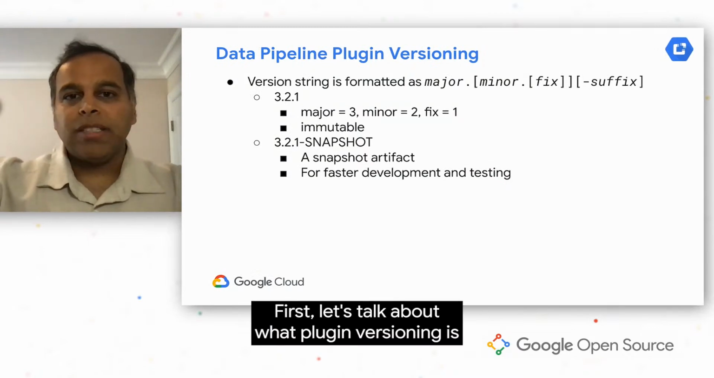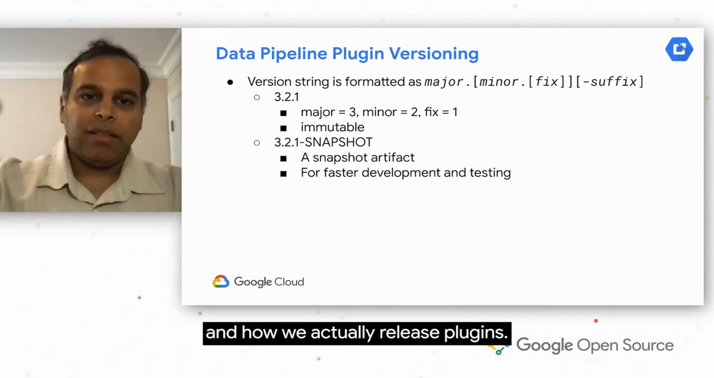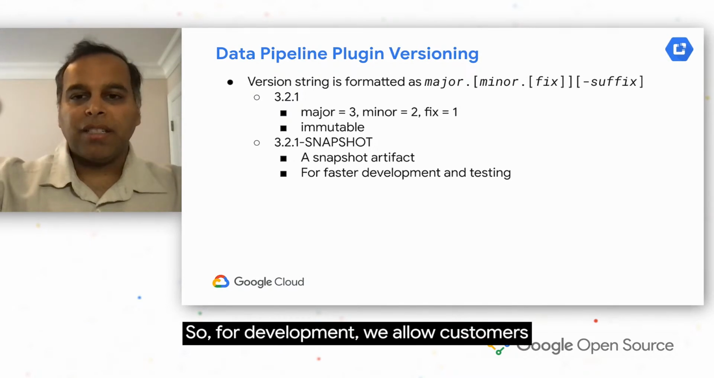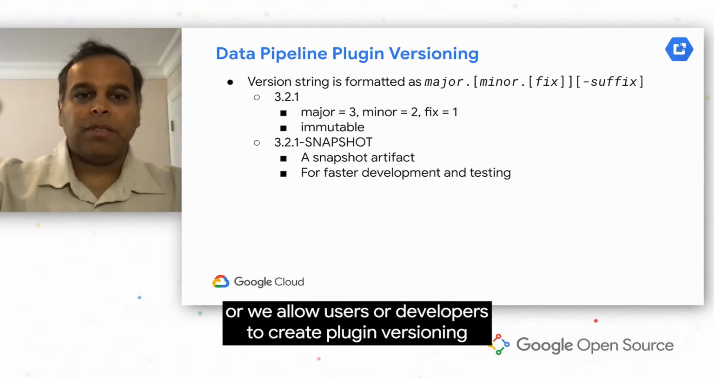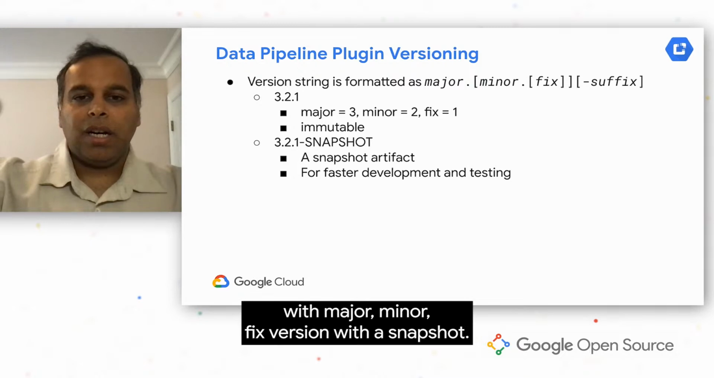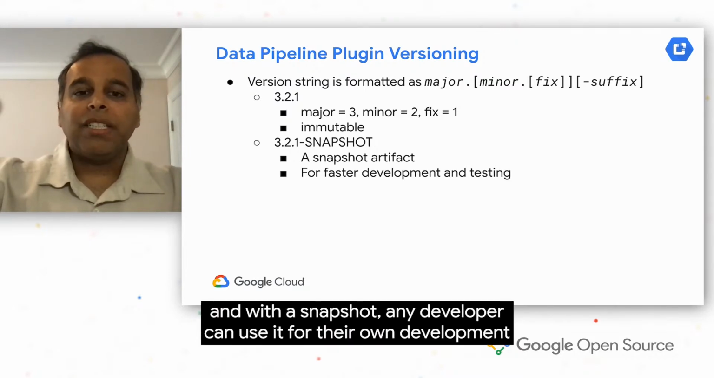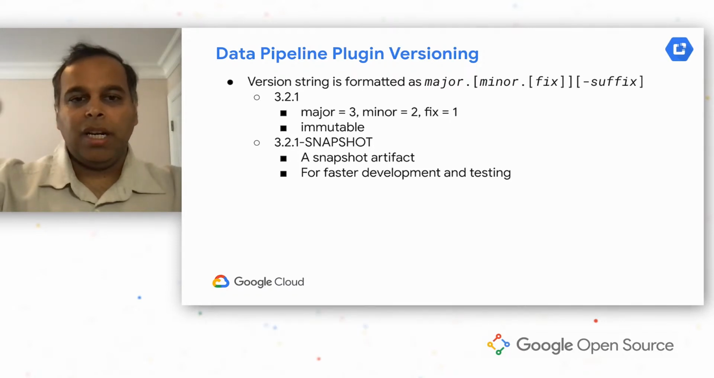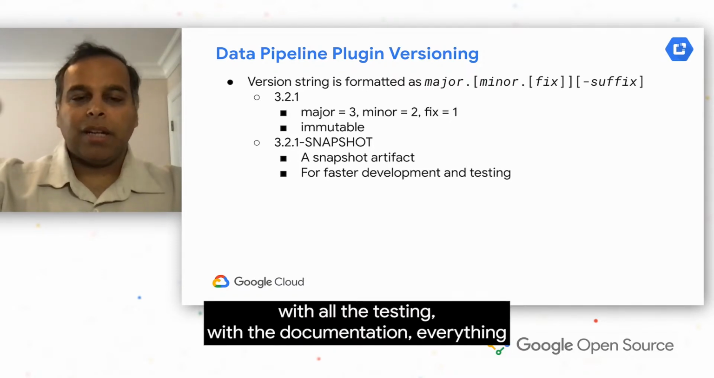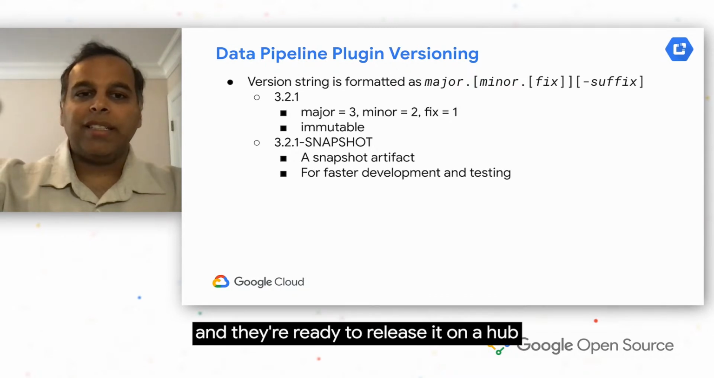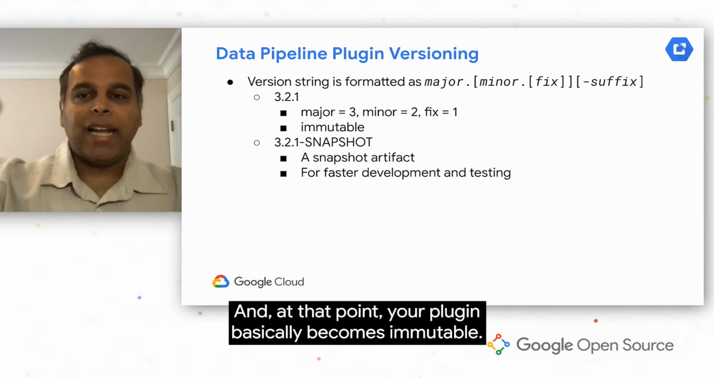First, let's talk about plugin versioning and how we release plugins. For development, we allow developers to create plugin versions with major, minor, and fix versions with a snapshot. Basically, we follow semver versioning. With a snapshot, any developer can use it for their own development and testing. Once they are ready with all the testing and documentation, and they're ready to release it on a hub, you can make it a regular version. At that point, your plugin becomes immutable.